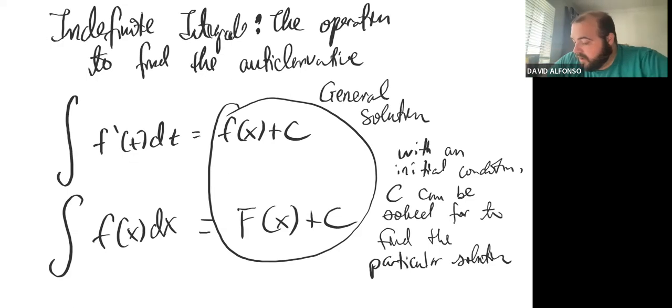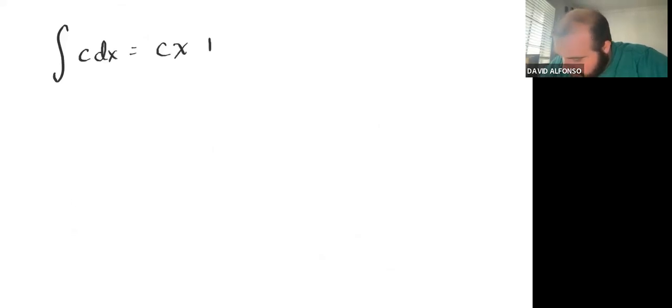Okay, so basic antiderivative rules would be, let's see, the antiderivative of a constant. Actually, let's use K to not confuse this. This would be Kx plus C.